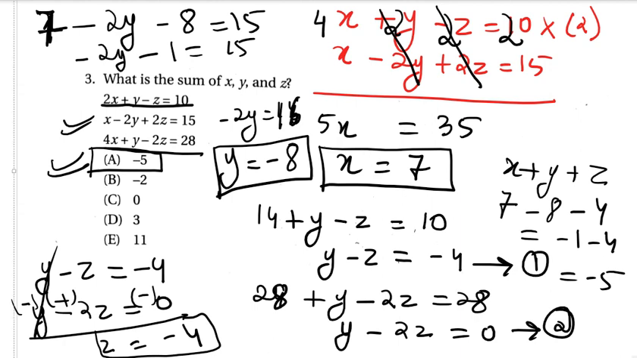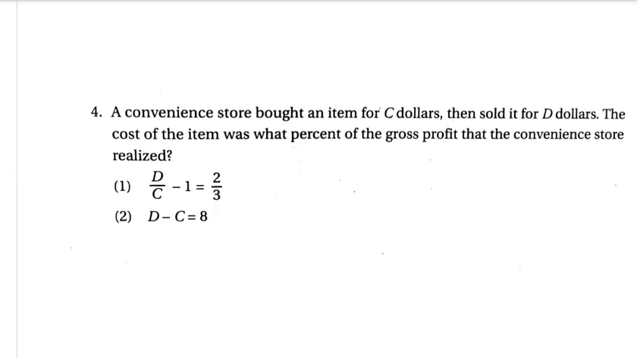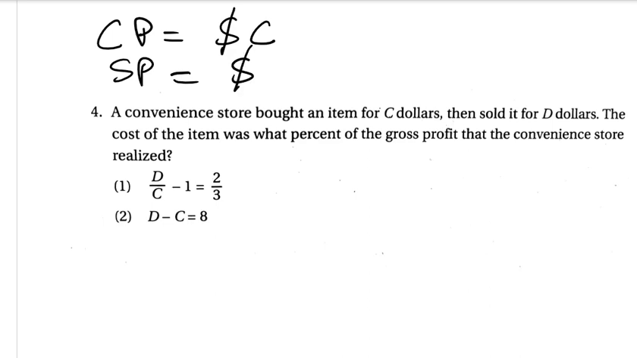Okay, so let's carry on to our next question, question number 4. Now question number 4 is given in the condition way, right? You can understand. See, it says that a convenience store bought an item for $C. So bought means the cost price, of course, and it is $C. Okay, and then sold it for $D. The selling price is $D. The cost of the item was what percent of the gross profit that the convenience store realized?